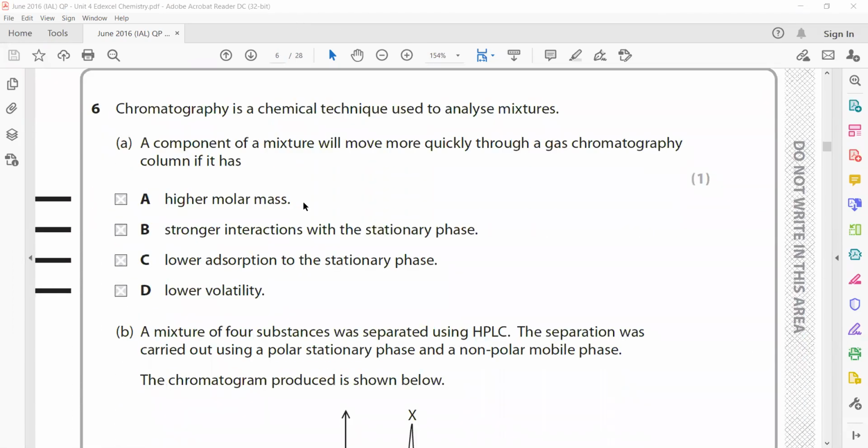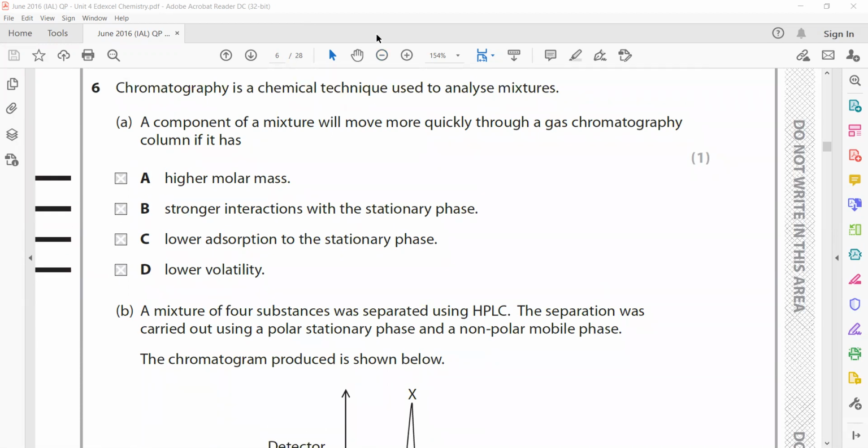For question 6, chromatography is a chemical technique used to analyze a mixture. Components of a mixture will move more quickly through a gas chromatography column if they have a lower absorption to the stationary phase. When absorption is lower, the component can move through the column easily. So C is the right answer.